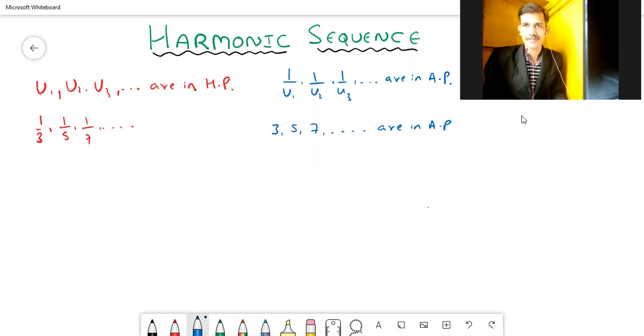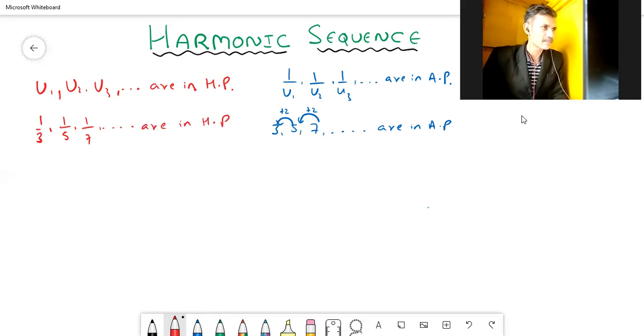How to check if they are in arithmetic sequence or not? It is easy, no? How is an arithmetic sequence defined? Except the first term, thereafter terms are obtained by adding a fixed number to the previous term. If you add the fixed number 2, you'll get 5. If you add 2 again, you get 7, which is 5 plus 2. So it is in arithmetic progression. Then 1 by 3, 1 by 5, 1 by 7 are in harmonic progression.